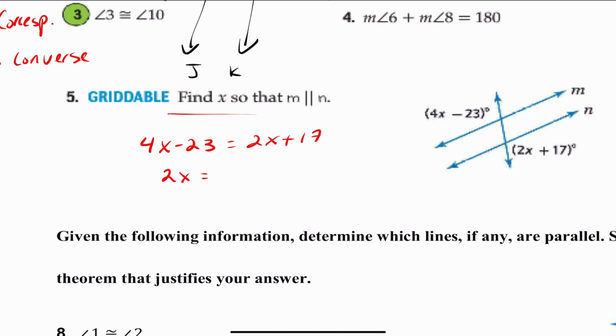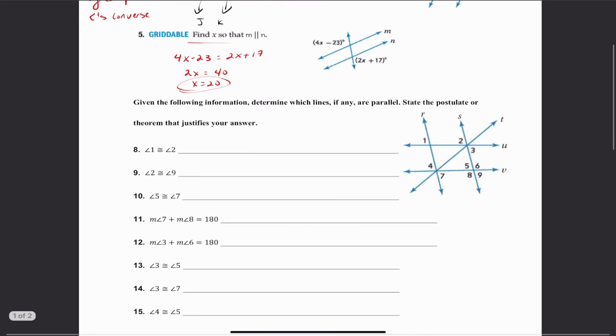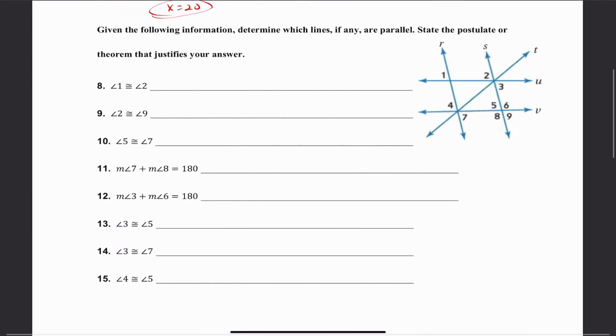So 2x is equal to 40. All right, let me see. Yep. So x is equal to 20. That's your answer. All right. So let's go ahead and do this one. Given the following information, determine which lines, if any, are parallel, and state the postulate or theorem that justifies your answer. I'm going to go ahead and do, let's do 8 and 14 together.